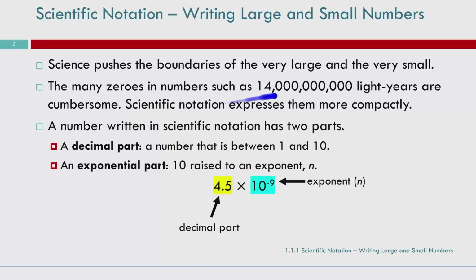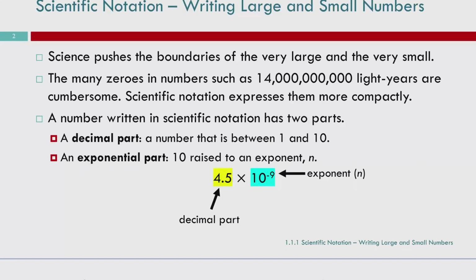Scientific notation can compress this so that it's fewer things to write, and it's also a little bit easier to get the idea of how big the number is, or to put it into our calculator. When we write a number in scientific notation, there are two parts. The first part is the decimal part. The decimal part comes first. The decimal part is a number that is between 1 and 9.